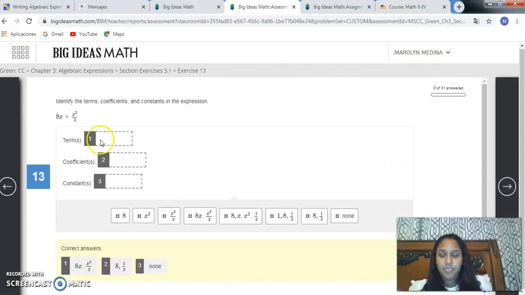In this case, I have a fraction. First, how many terms do I have? 1 and 2. Which are the terms? 8x and then x squared over 3. Those are my terms. What are my coefficients? Remember, coefficients are the numbers right next to a variable. First, I have 8. And then, since this is a division, remember that division is nothing different from a fraction. This is the same as having 1/3. So 8 and 1/3 will be my coefficients, the numbers that accompany the variable.